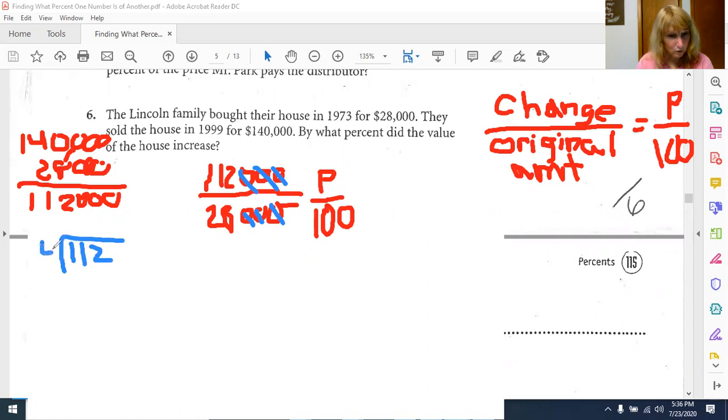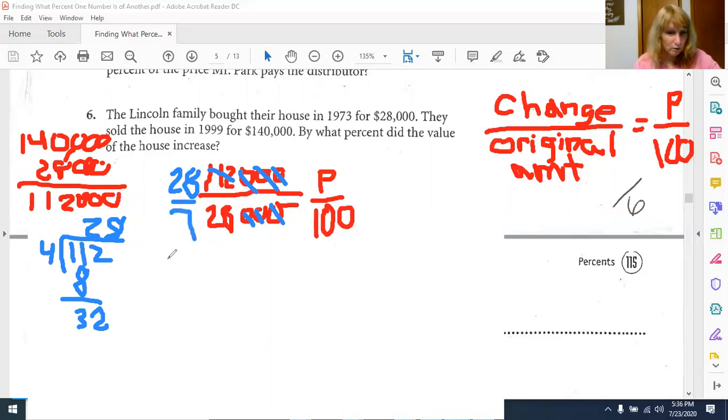4 goes into 11 twice. 2 times 4 is 8. 8, 9, 10, 11. 3. Bring down the 2. 4 times 8 is 32. So crossing that off, dividing 112 by 4 gives us 28. And dividing 28 by 4 gives us 7, right? 4 times 7 is 28.